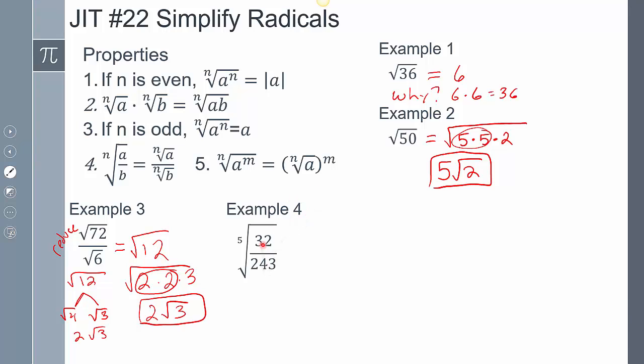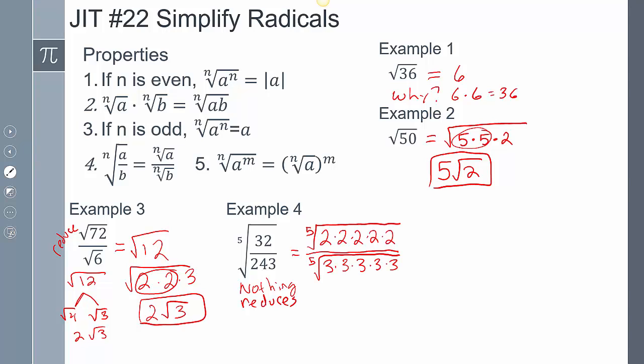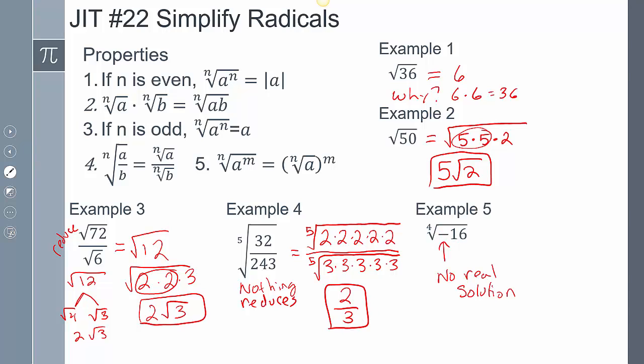This next example, if we're able to reduce it, well, in this case nothing reduces, so prime factorization, that 5 means I need to have 5 of the same of these, and so I do, so that's just a regular 2. I have 5 of these, so that's just a regular 3. Now this one right here, because of that negative, there's no real solution. It is going to give you an imaginary solution, but if the question's asking us to find the real solutions, in this case there's no real solution.